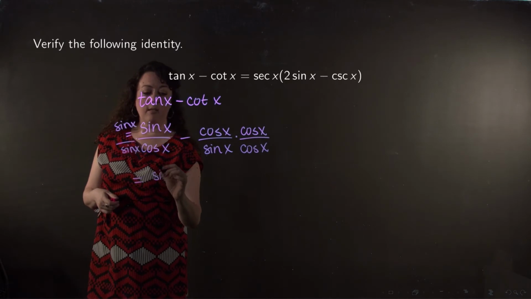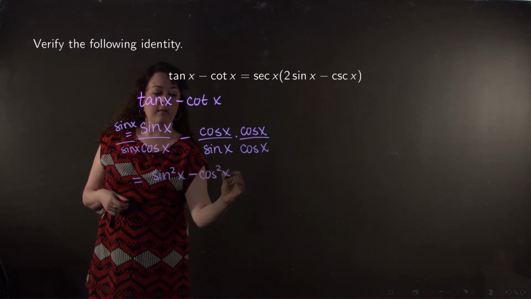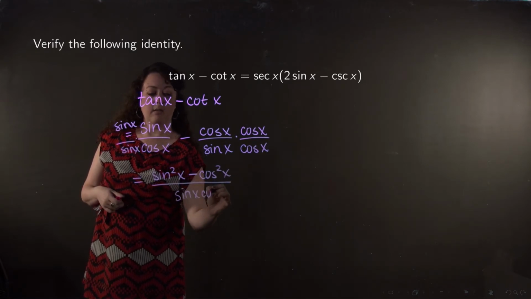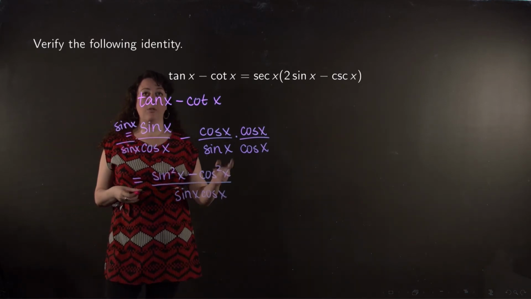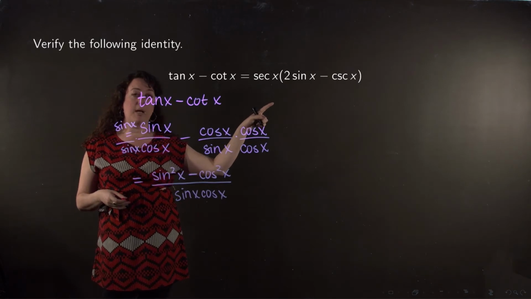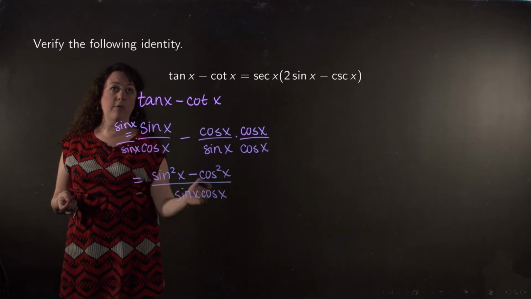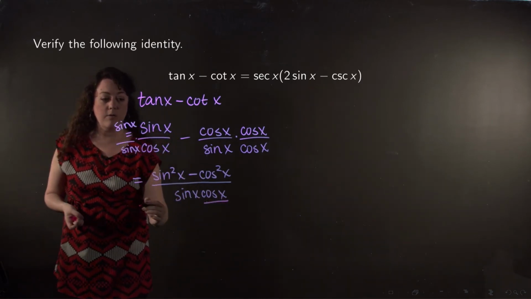Okay, so I have sine squared x minus cosine squared x all over sine x cosine x. Okay, what are we trying to get to? We're trying to get to a secant x times 2 sine x minus cosecant x. Am I anywhere near that? Well, secant x, that's 1 over cosine. I have a cosine down here, so what happens if I factor it out?